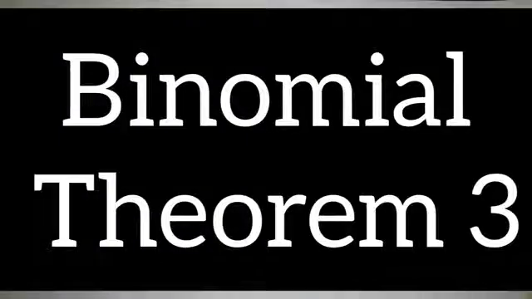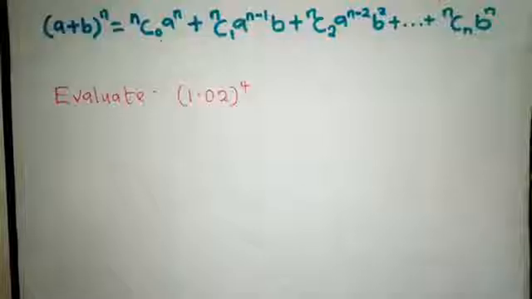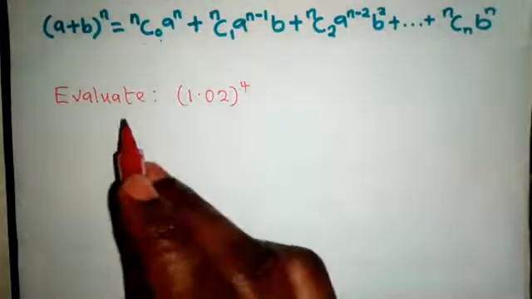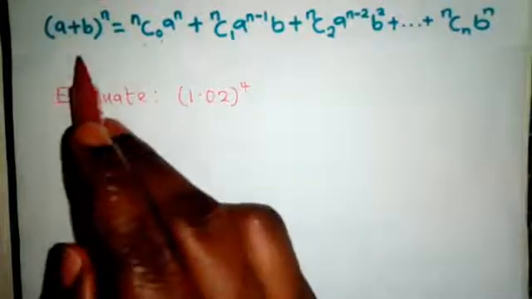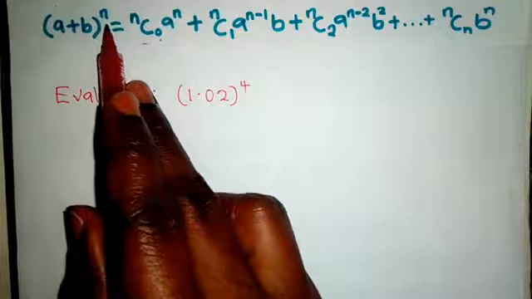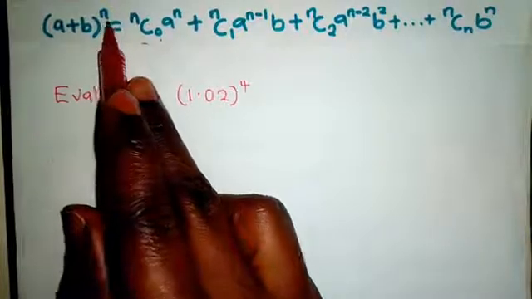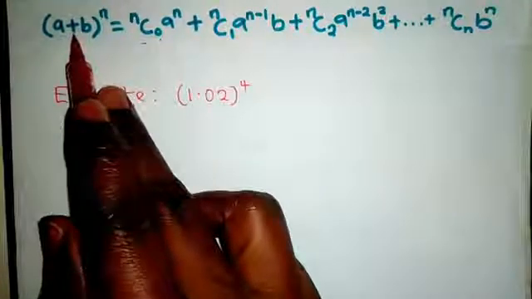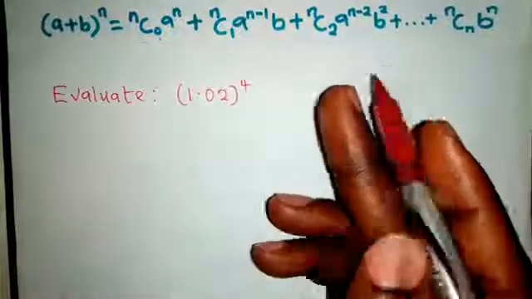Hi everyone, in this video we will see some of the applications of the binomial theorem, how it can be used to expand numbers, especially decimal numbers. Recall that from the previous videos on binomial theorem, we said that the binomial theorem states that for any positive integer n and the binomial a plus b, we have the expansion on the right.